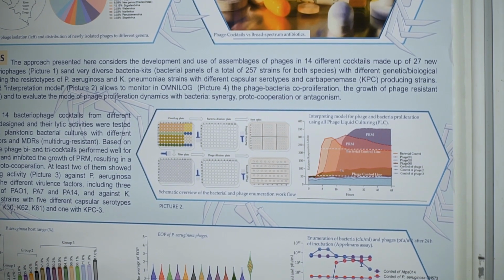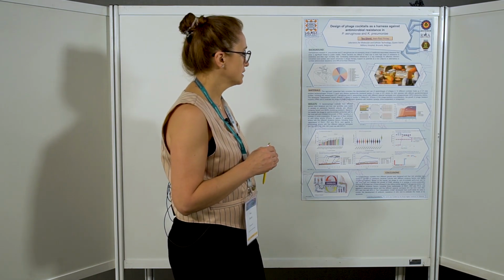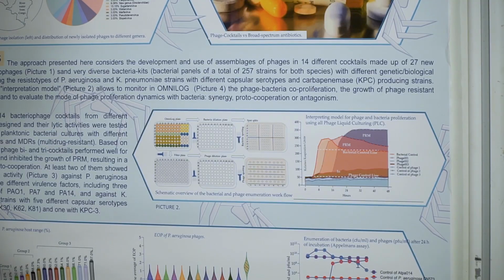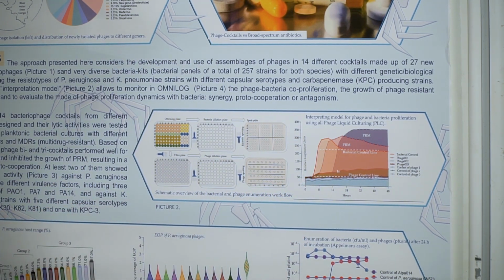Here we developed an interpretation model to evaluate phage and planktonic bacteria co-proliferation, growth of phage-resistant mutants, and inhibition of the bacterial population by phage. A relative respiration unit (RRU) in the range of 0 to 60 was considered an indication of phage clearance effect.